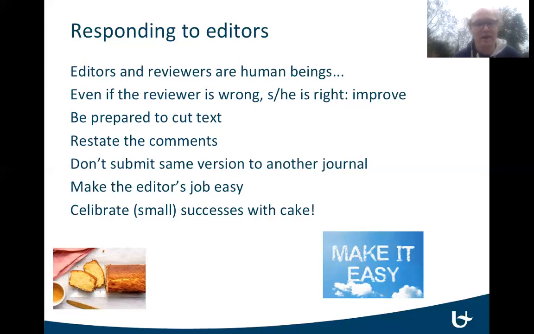In many cases, the editor will decide to send it back to the reviewers and ask them to check again whether their comments have been taken into account well enough.